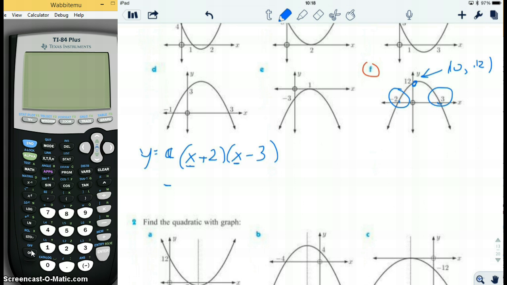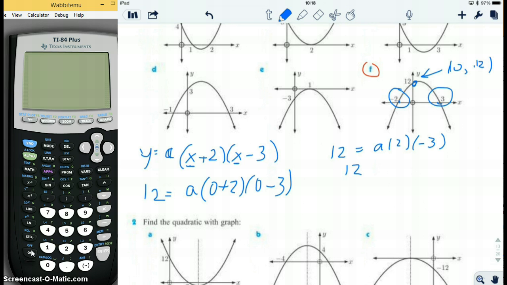So let's put 12 in for y, and then we'll put 0 in for x, and so that'll give us a times 0 plus 2, 0 minus 3, and I'm just gonna erase this negative for now. Let's forget the fact that we know that the number is going to turn out to be negative. So we have 12 equals a times 2 times -3, so that's 12 equals -6a. Divide both sides by -6, and we get a equals -2.